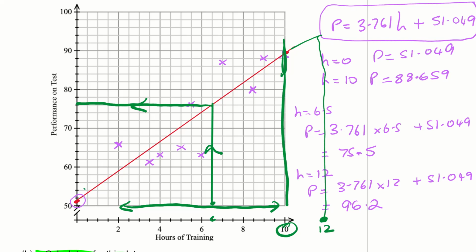I mentioned before about the intercept itself. Notice how that is outside the data. So that wouldn't necessarily be a good prediction either. In fact, it wouldn't be a good prediction for somebody who'd done no work whatsoever.